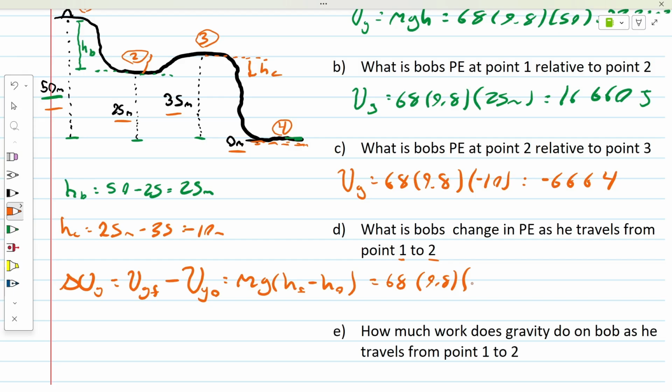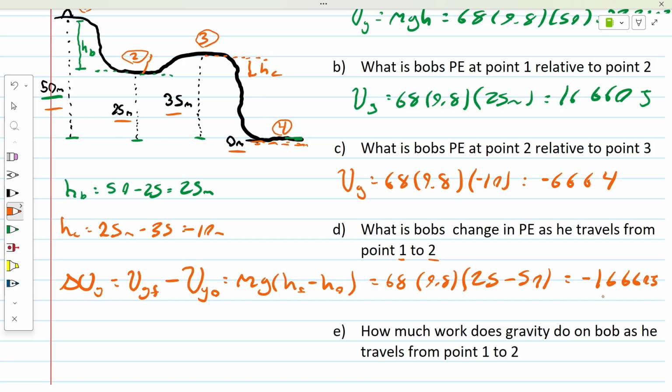So the final height here is going to be 25, because that's the final height he gets to, and he starts at a higher point of 50. And if we plug this in, we would get negative 16660 joules. So that's the change in potential energy.